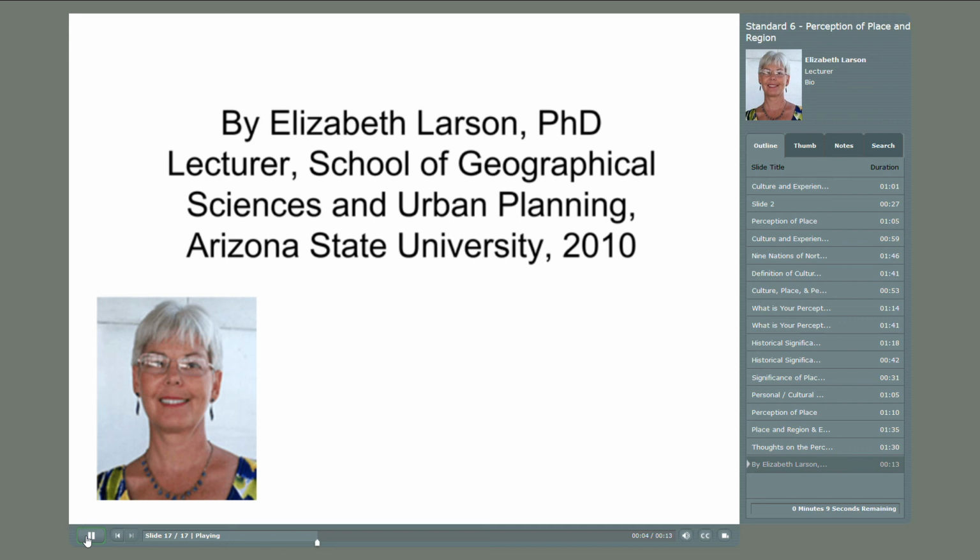This unit, Standard 6, Perception of Place, by Beth Larson, Lecturer, School of Geographical Sciences and Urban Planning, ASU, 2010.